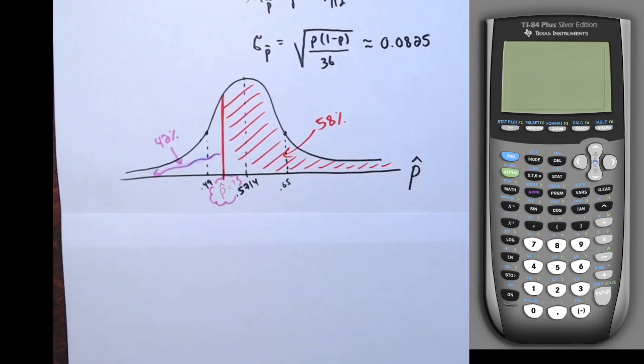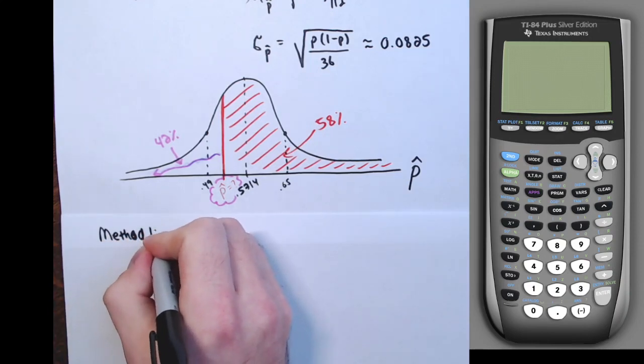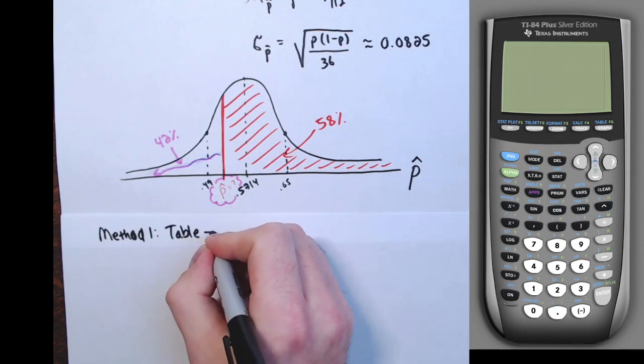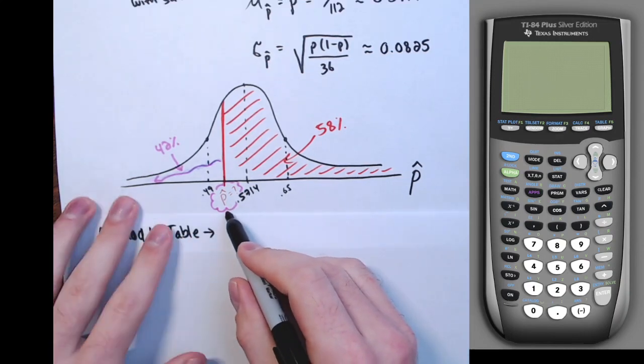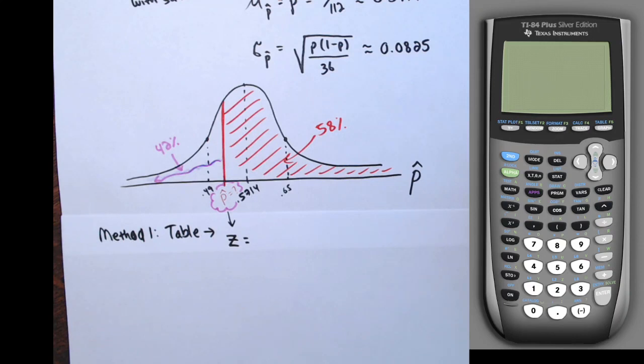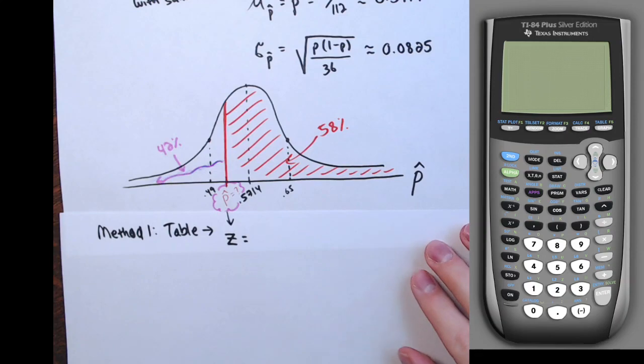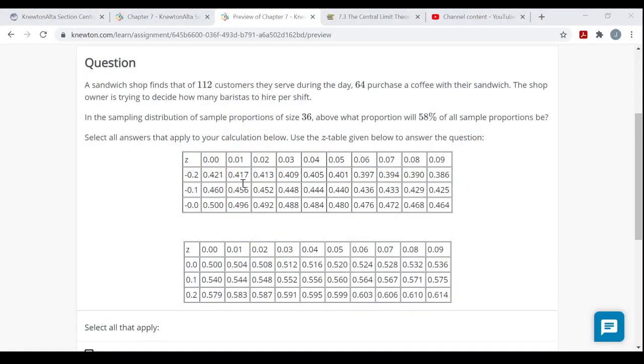Now the tables give us z-scores. So again, method 1, table. So let's find the z-score for this. I'm going to look for the z-score that has 42% below it, right? Now that's because remember, on a table, all the numbers given are areas to the left, areas below. So I'm going to look for the area closest to 42% below it without going over.